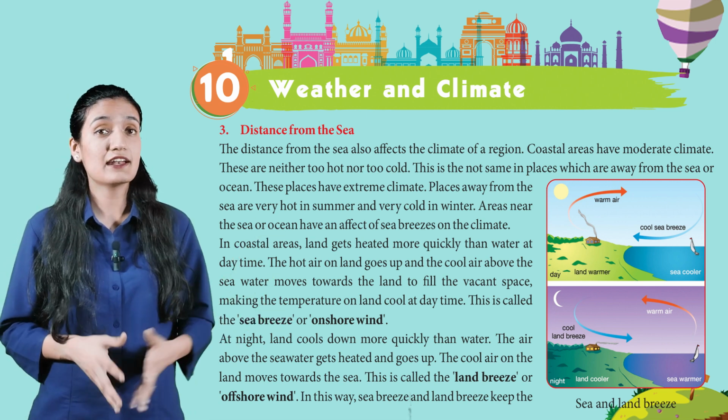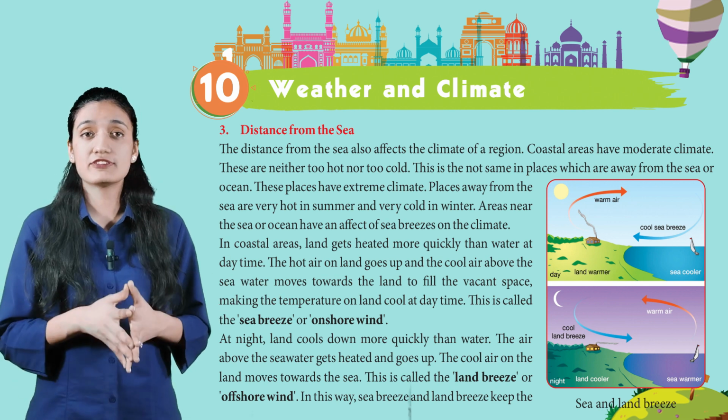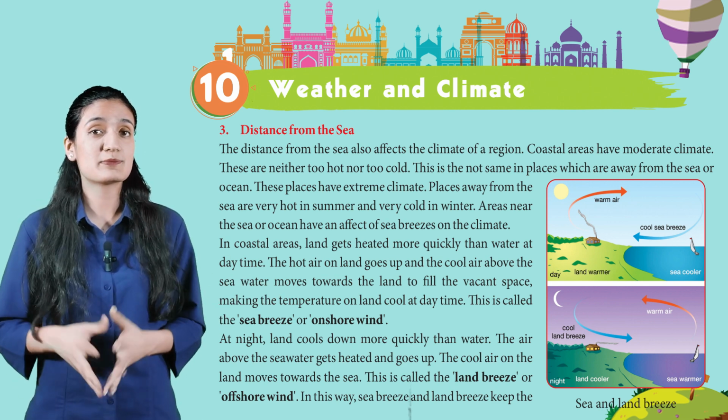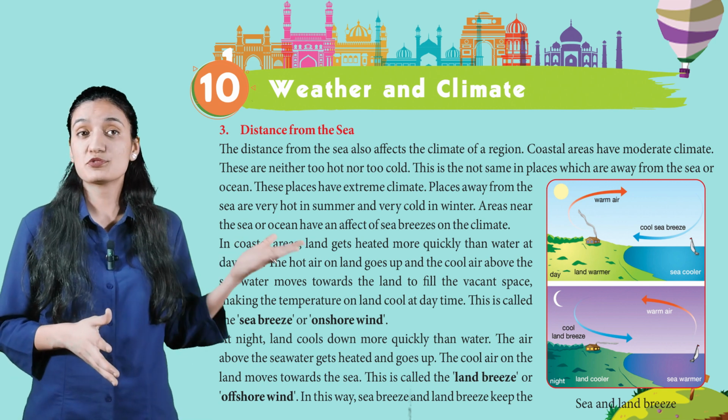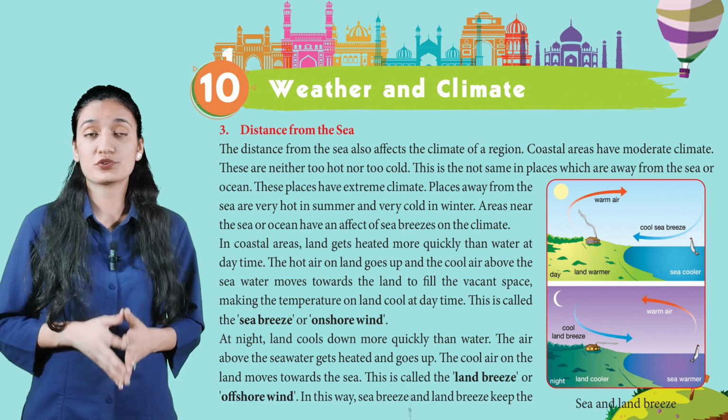At night, land cools down more quickly than water. The air above the seawater gets heated and goes up. The cool air on the land moves towards the sea. This is called the land breeze or offshore wind.